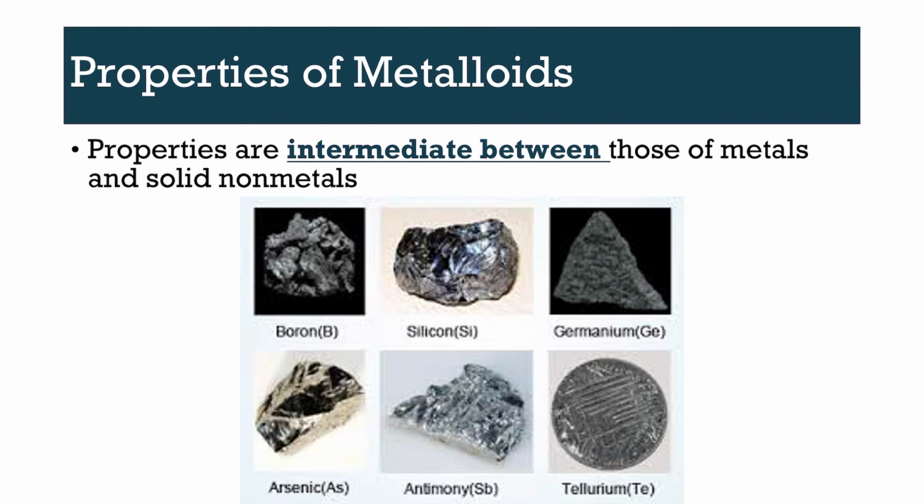Okay, and then properties of these metalloids. Again, these are these intermediates between the metals and the nonmetals. So sometimes they act like metals, some parts of it they act like nonmetals. It's that kind of mix between. So a lot of these are shiny, like a metal would be, but they also have these other properties and they kind of behave like nonmetals. So they look like metals, but they act like nonmetals.